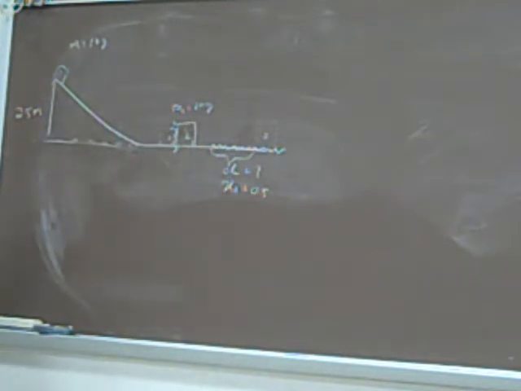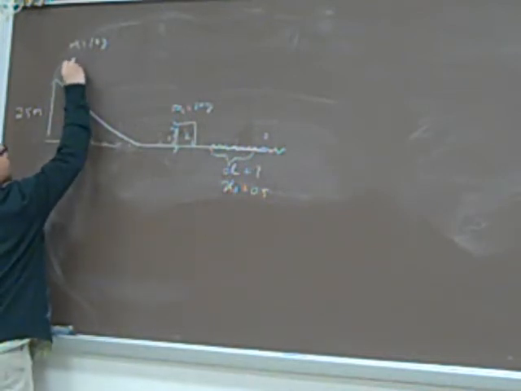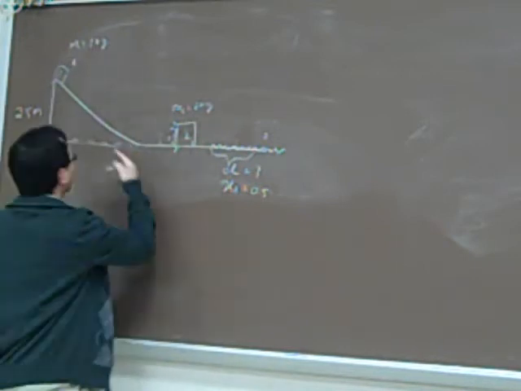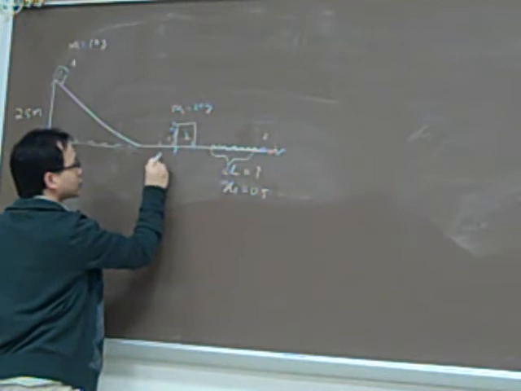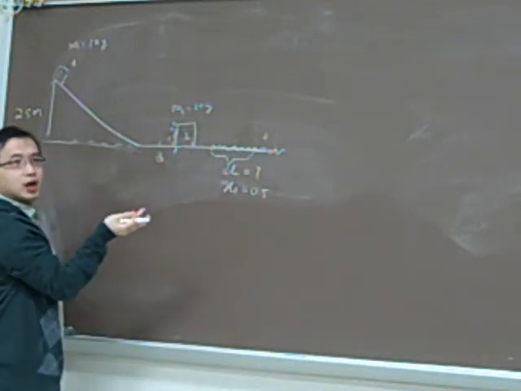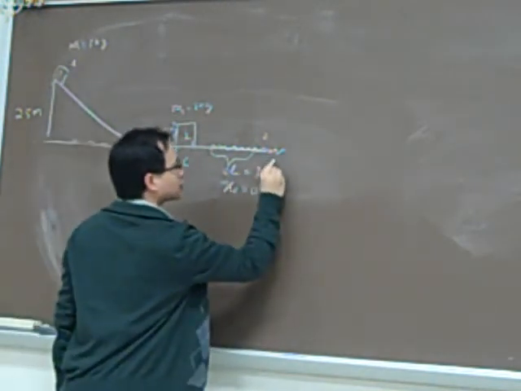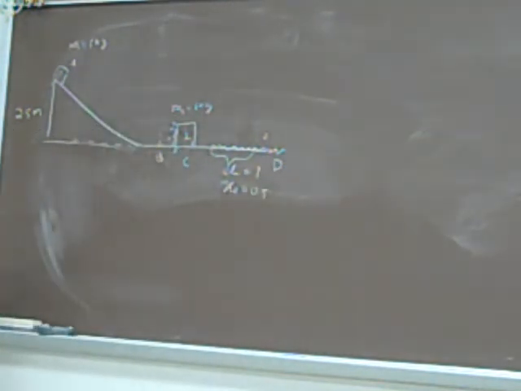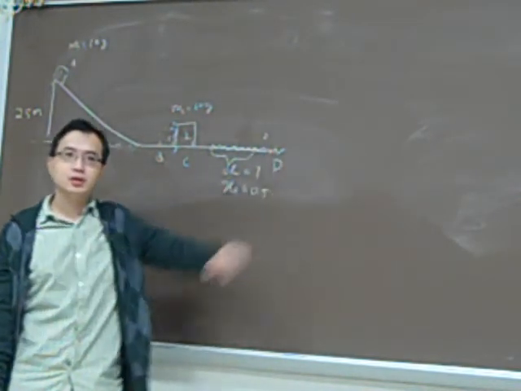Now, so we have 3 parts. So let's label this state A. Just before the collision, we call state B. Just after the collision, we call C. And when it stopped, we call D. Okay. So we have process A to B, B to C, C to D.